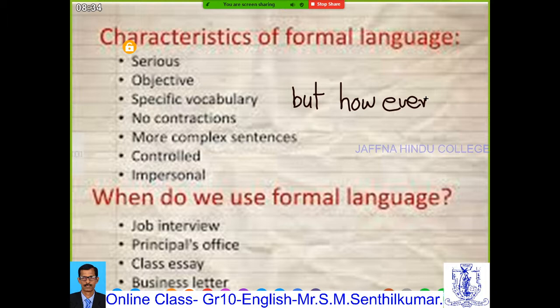No contractions. Contracted forms, don't write them in the formal letter. Can't, you can't, this type of word, didn't. These are the contracted forms. You can't use these contracted forms in formal letters, right?